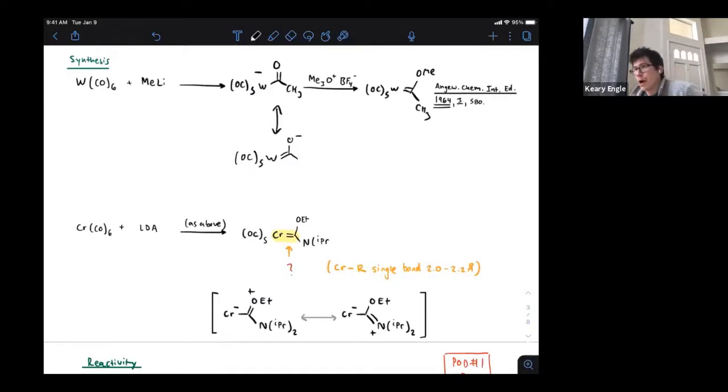And then likewise, you can add other nucleophiles. They don't have to be carbon-based. You can add heteroatom-based nucleophiles. So LDA, for example, can add similarly to a carbonyl of, in this case, chromium hexacarbonyl, and then cap with an electrophilic alkyl group.